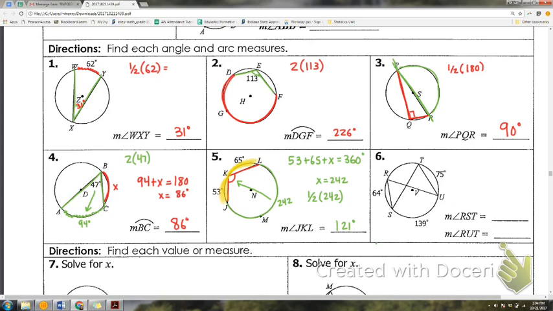All right, why don't you try number 6 on your own? It's similar to number 5. Think about what you need. If it's asking for angle RST, that's this angle right here, and RST opens up to RT, but we don't know RT. Think about how we can find RT.